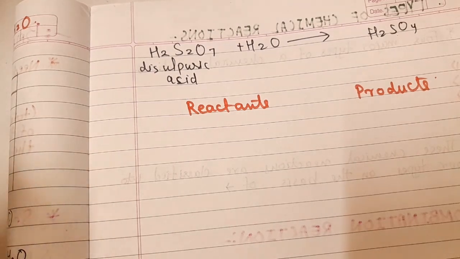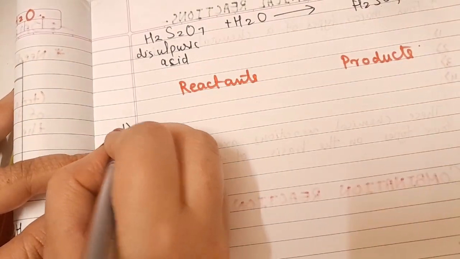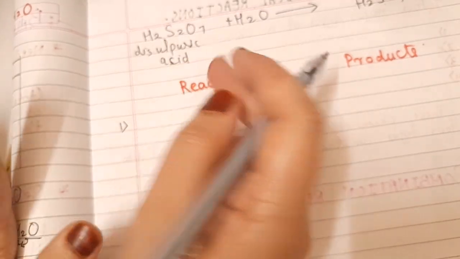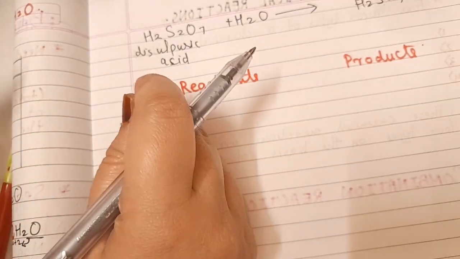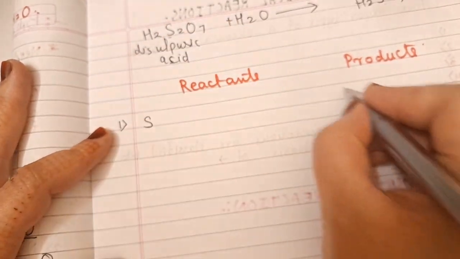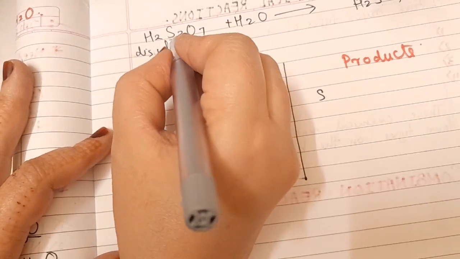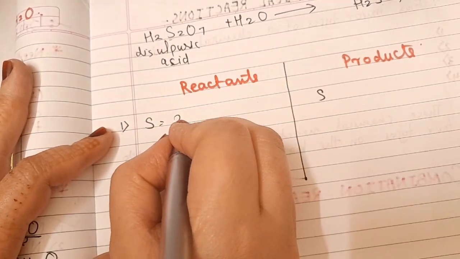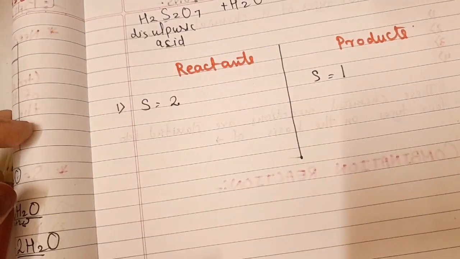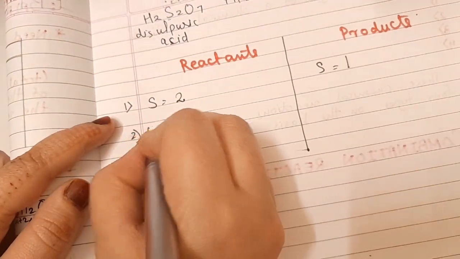Okay, all right, now first we will write what, the metallic element. So here we don't have any metallic element. So first we look for the non-metallic element. So here the non-metallic element is sulfur. Right, here also sulfur. Okay, so how many sulfur molecules do we have here? Reactant side two sulfur elements, and here one sulfur element. Okay, now after this we have oxygen. Okay, we will write oxygen here.